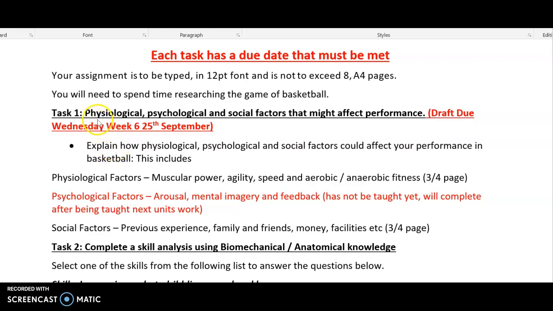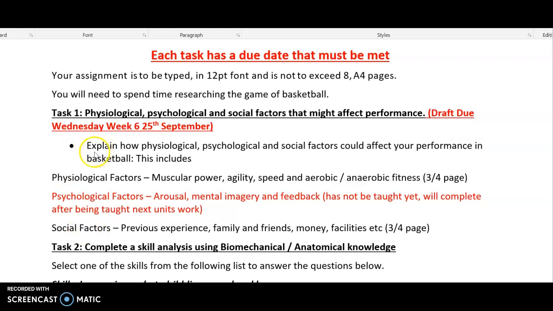So this first part is all around physiological, psychological, and social factors that might affect your performance in basketball. You'll notice this word here, as I described earlier, we haven't taught this unit. It is in our next unit, hence why in red, just ignore this. We will come back to it. We're just focused on these 2 factors here. So the first one, physiological factors, we taught that in term 1, and then also components of fitness we taught in term 2, last term. And then social factors, again, that's sort of what we've been teaching to you in this current unit.